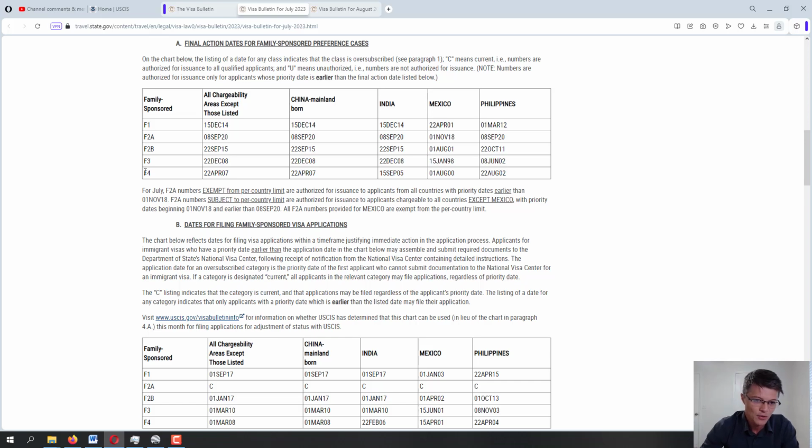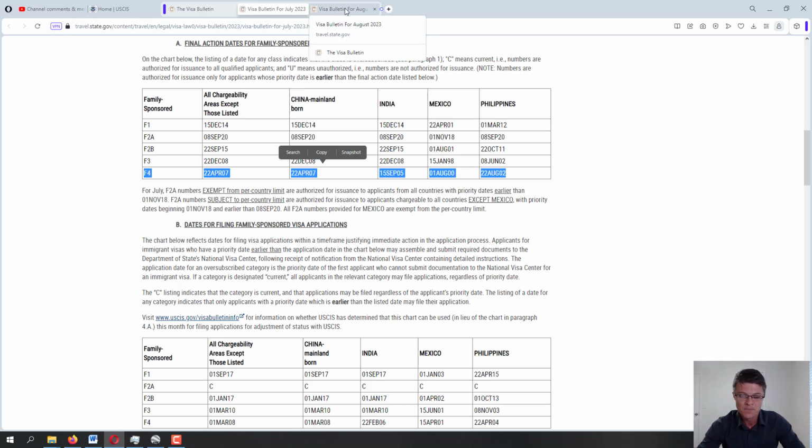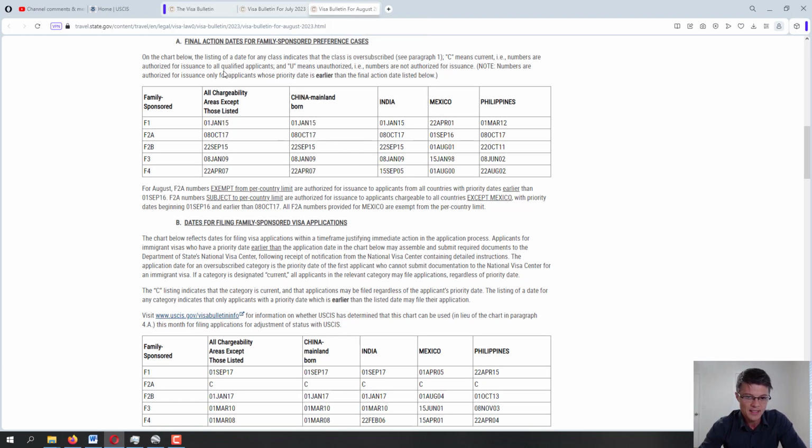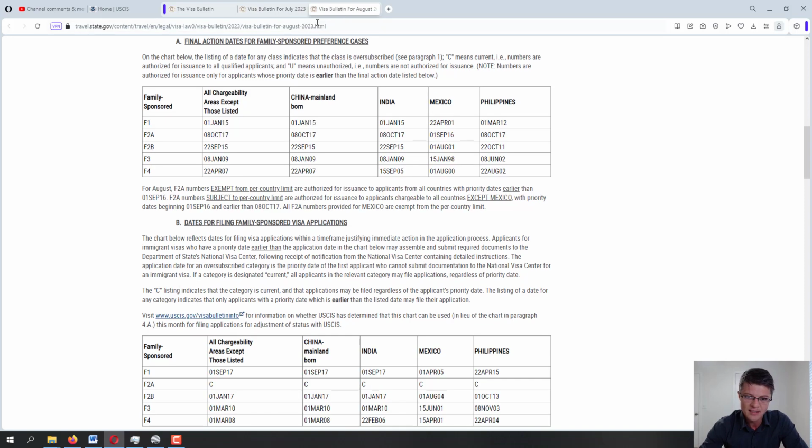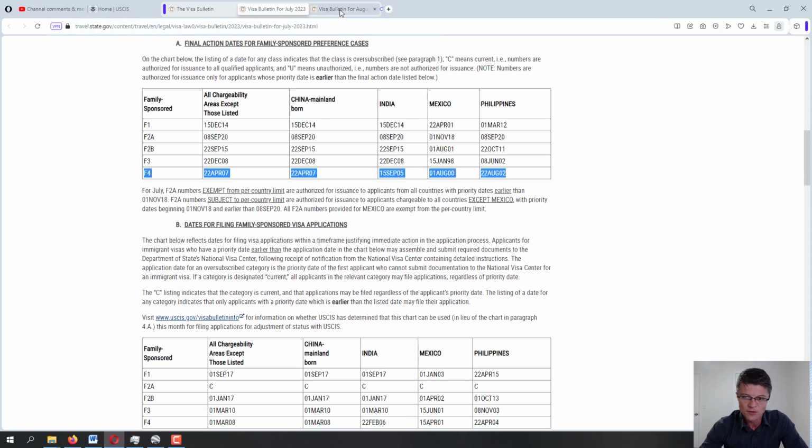All right, so let's take a look at F4, fourth preference category, which is brothers and sisters of US citizens. As of July 2023, the priority date that was current was April 22nd, 2007. So let's see. Visa Bulletin for August 2023, no movement whatsoever for all chargeability. No movement for China. Let's see, India, no movement for India, no movement for Mexico, and no movement for Philippines. So no movement whatsoever for the final action dates for the fourth preference categories.